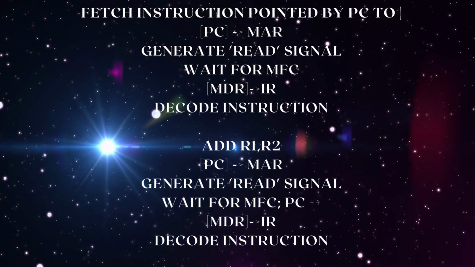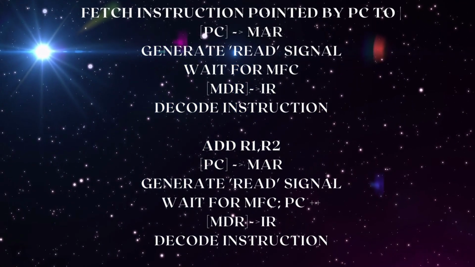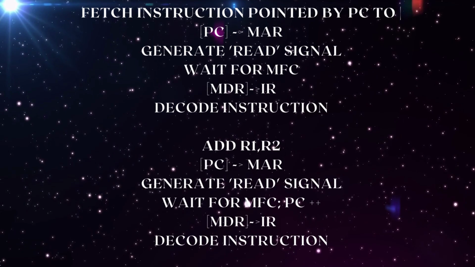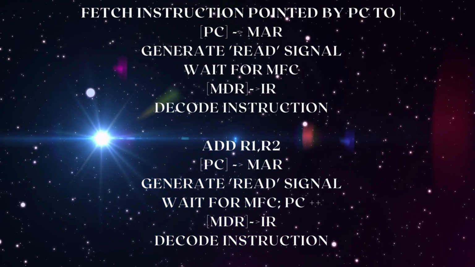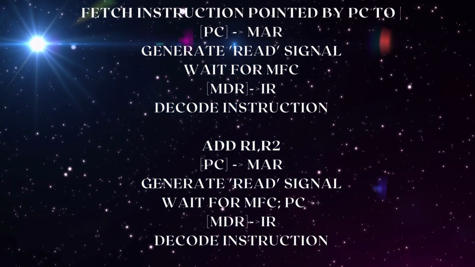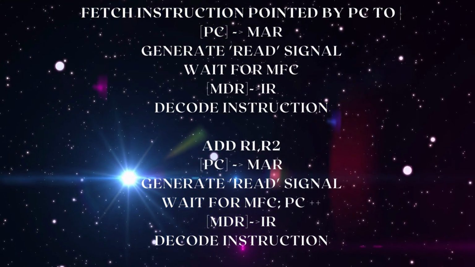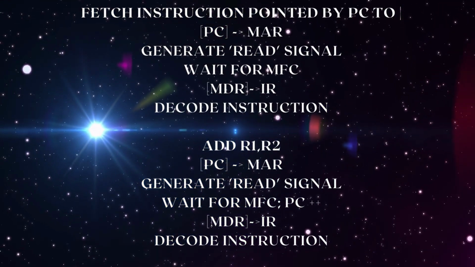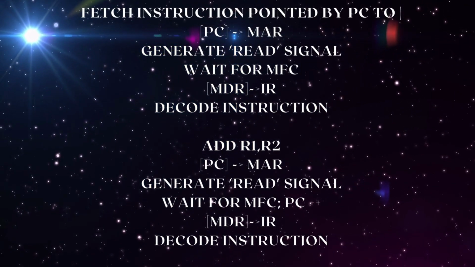Right, so what we do is increment the program counter register, because previously we have learned that the program counter register must always point to the next instruction that is to be executed. So while we are waiting for the memory function signal, we will increment the program counter by 1. If it is a 4-bit computer, we increment it by 4.